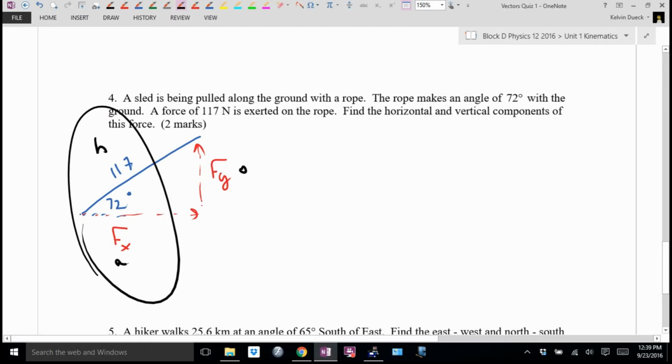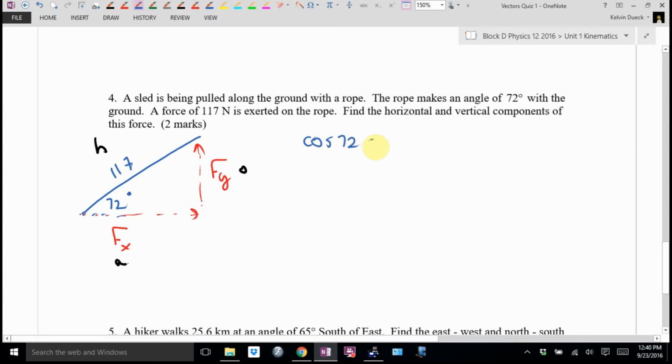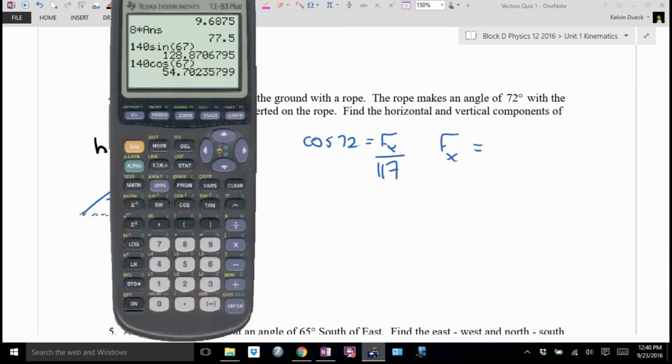I think to find Fx, cosine. Cosine of 72 equals Fx over 117. How would I get the Fx by itself? Times by 117. I'm going to get a horizontal component of, you get 36.15, is that right? Yeah, I'll go 36.2.